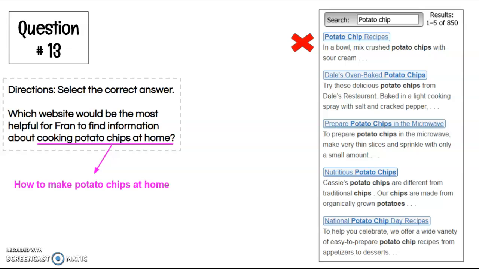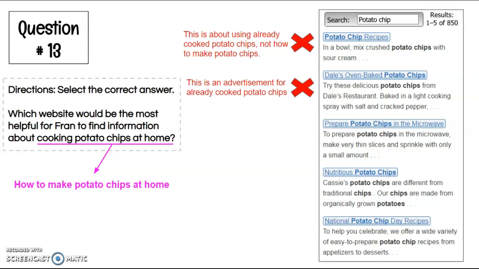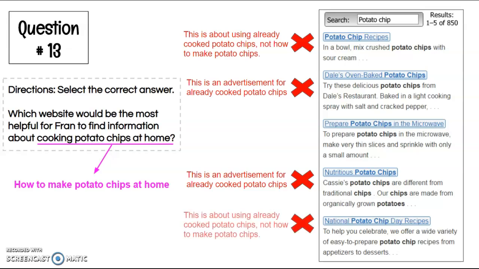Okay, so the first one, potato chip recipes, wouldn't work because this is about using already cooked potato chips, not how to make potato chips. Dale's oven baked potato chips. This is an advertisement for already cooked potato chips. Nutritious potato chips. This is also an advertisement for already cooked potato chips. National Potato Chip Day recipes. This is about using already cooked potato chips, not how to make potato chips.